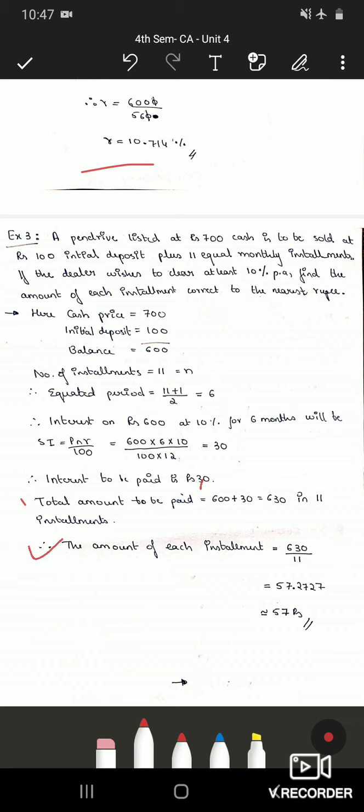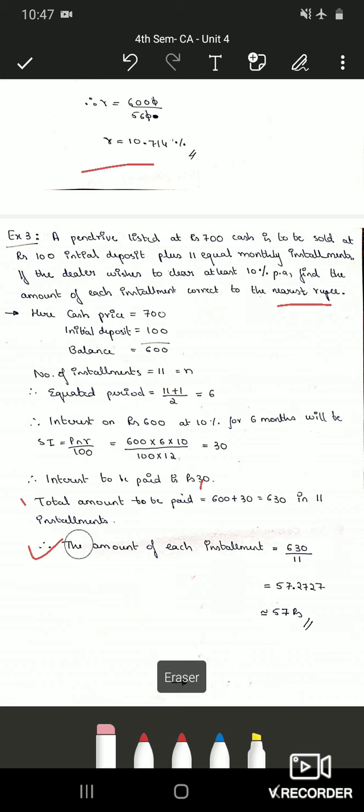So what will be the amount of each installment? It is 630 by 11, which will get 57.2727. But in the question they have given, you have to approximate it to the nearest rupee, not in terms of paise. So it will be approximately 57 rupees.